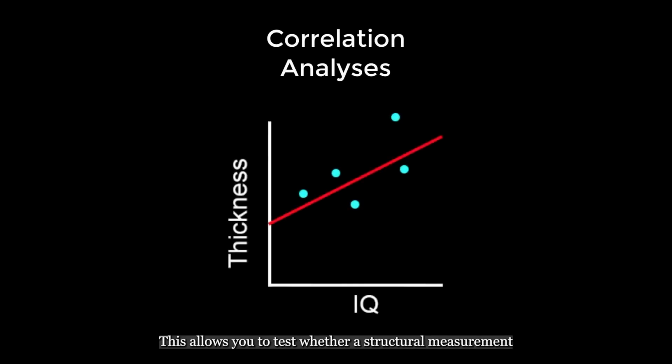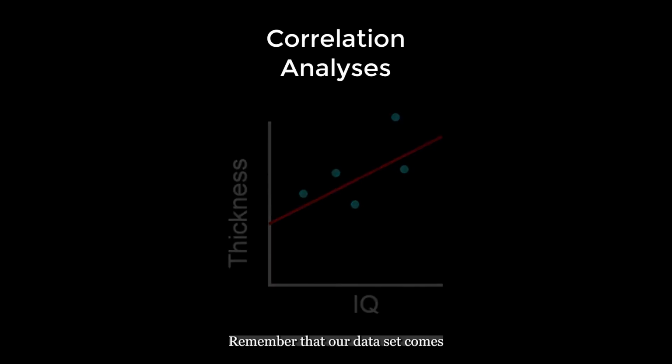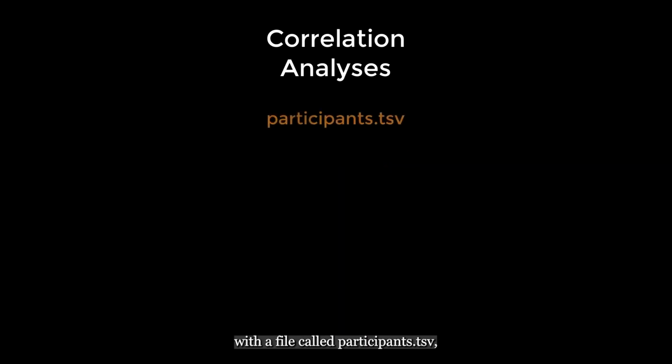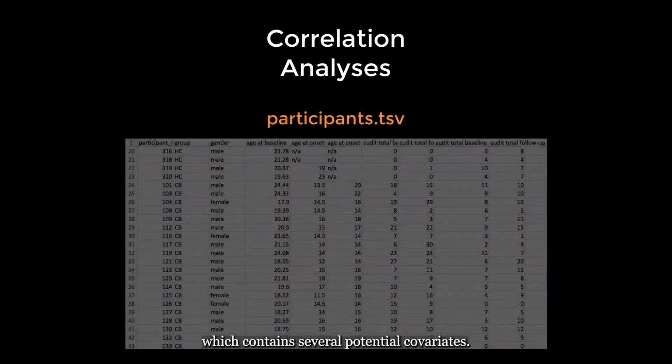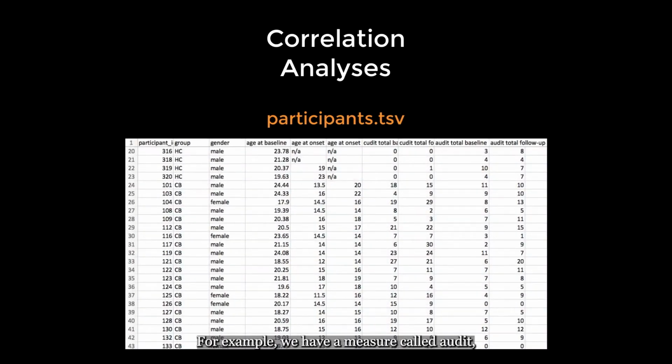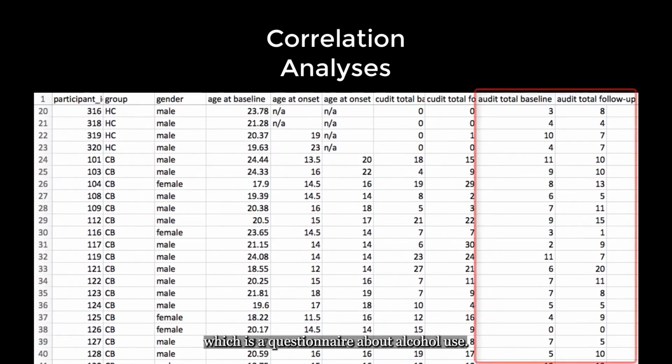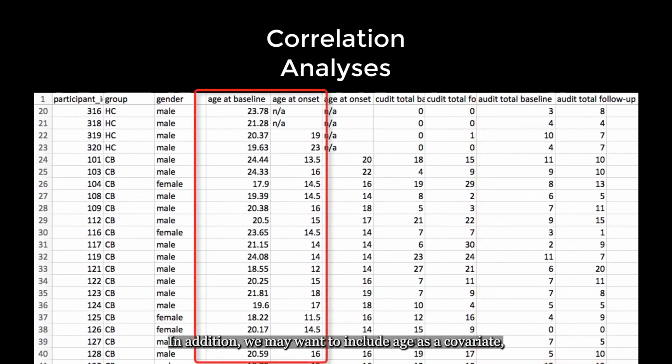In addition to group analyses, you may want to run correlation analyses. This allows you to test whether a structural measurement, like thickness or volume, correlates with an individual difference measure. Remember that our dataset comes with a file called participants.tsv, which contains several potential covariates. For example, we have a measure called audit, which is a questionnaire about alcohol use. In addition, we may want to include age as a covariate, either to see whether thickness or volume correlates with it, or to regress it out of our model when looking at group comparisons.